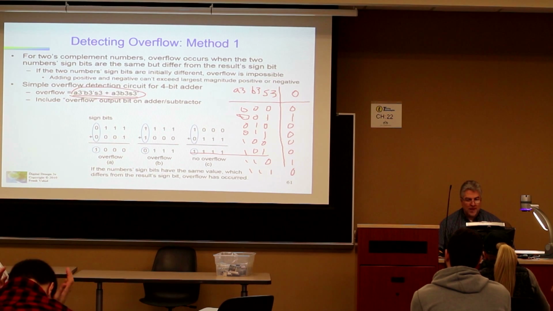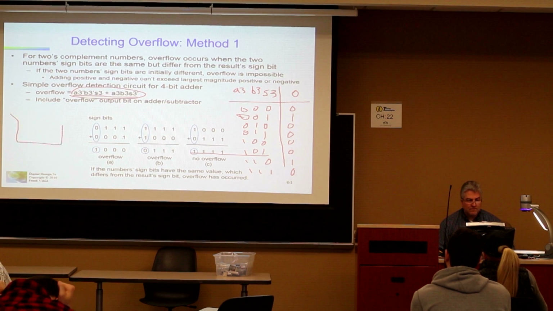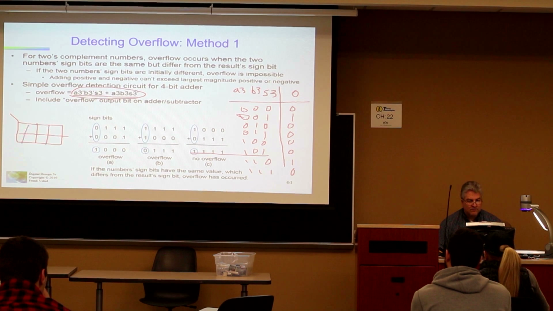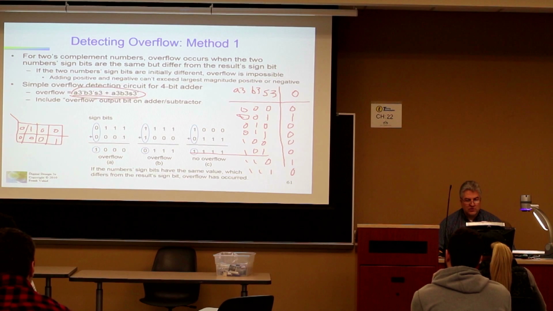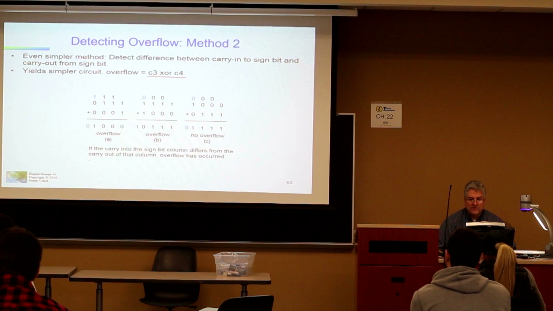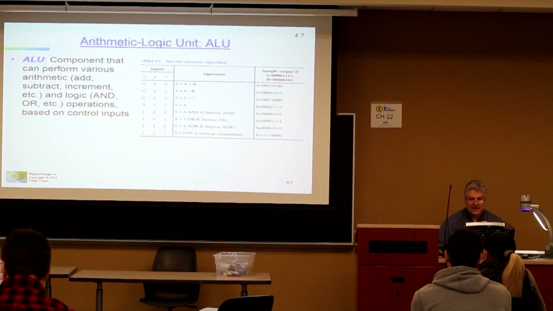Because if we look at the Karnaugh map, remember back to those old days? I believe that is our Karnaugh map, and there's no way to group these two together. This is another way that will give you an exclusive OR if you do another type of detection. I like the simpler one.